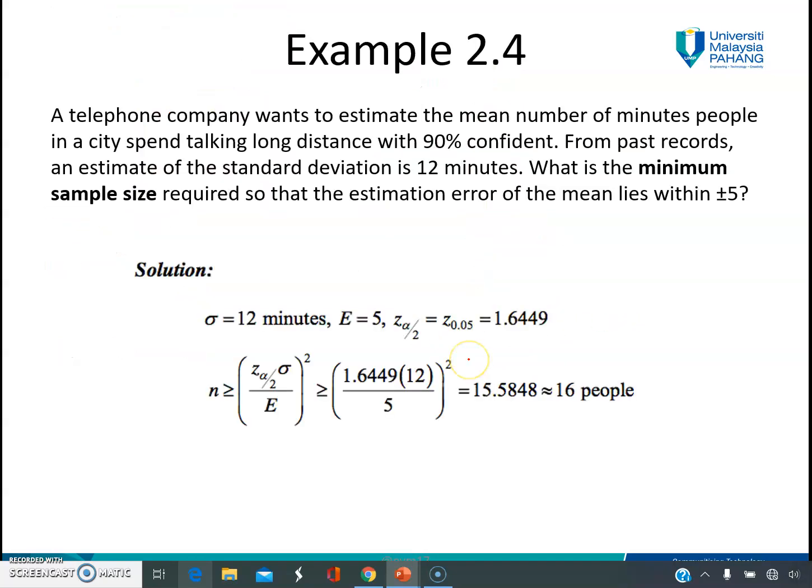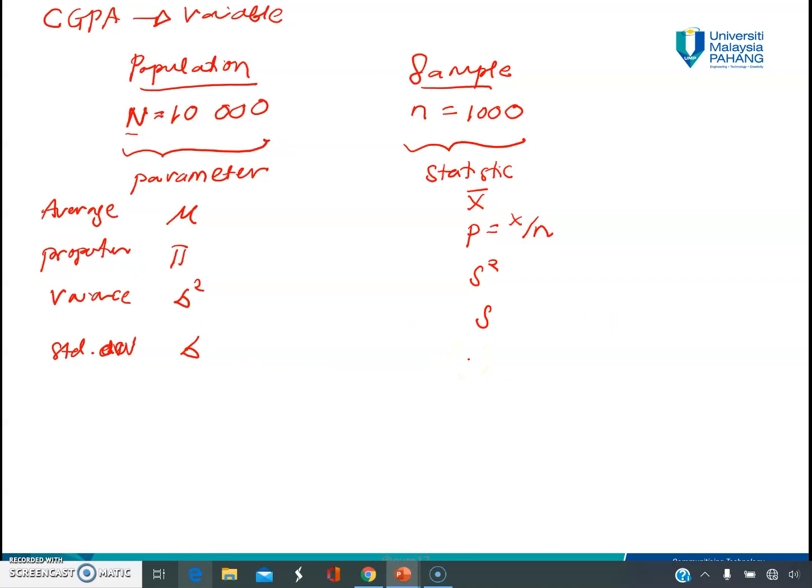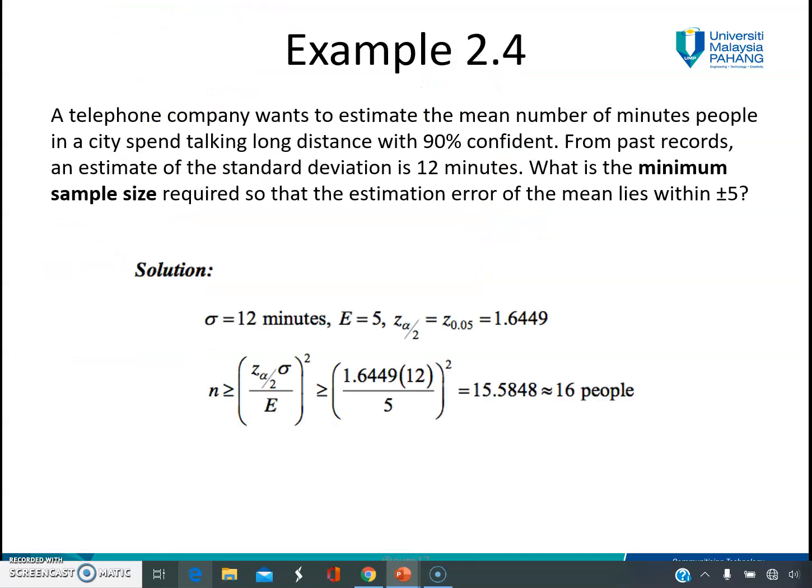Is it follow or not? Okay, the population. All right. So that's the most important thing that you must understand. Now, we move to question example 2.4.